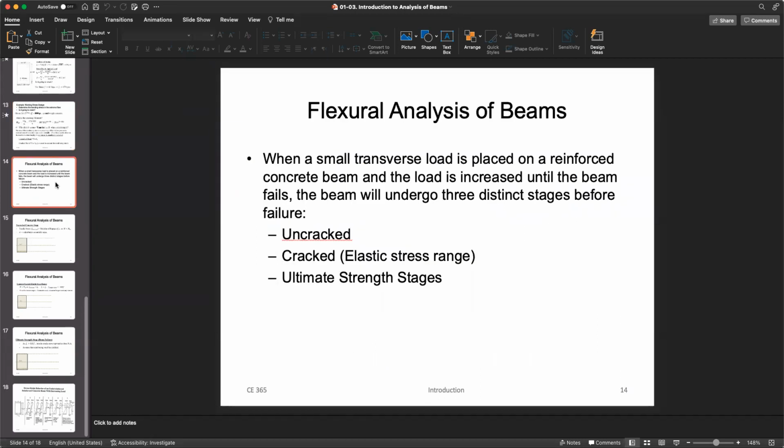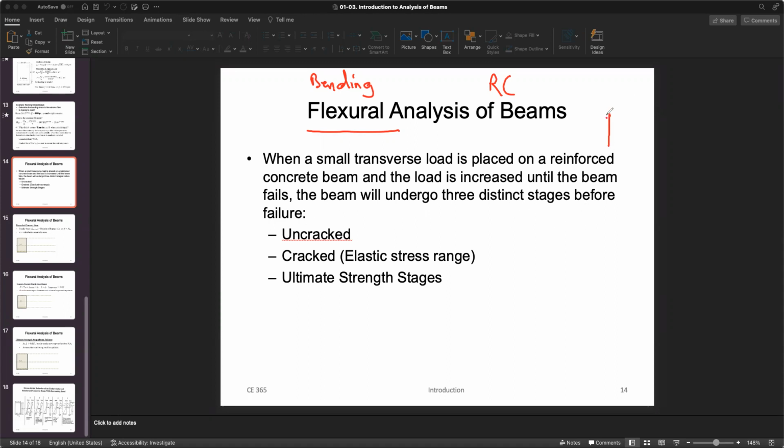So now we want to do the flexural design of concrete structure, all right, or bending. It's called bending as well, same meaning, right? Flexural bending analysis of concrete beam, like RC beam, all right? When a small transverse load is applied on a reinforced concrete beam, and the load is uniform, the load is increased until the beam fails, the beam will undergo three distinct stages before failure.